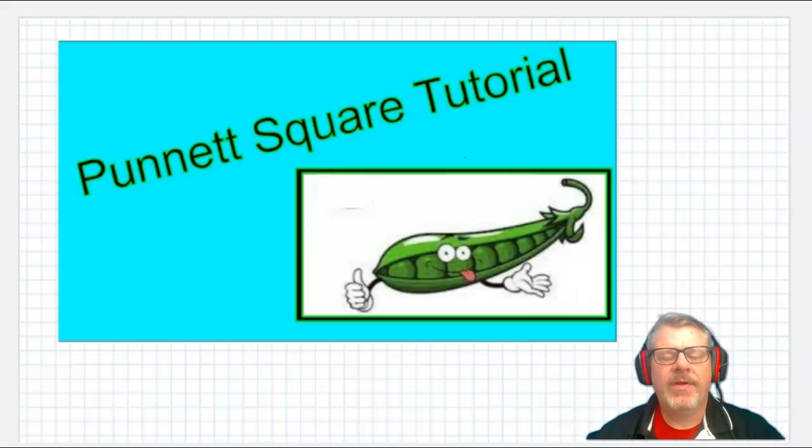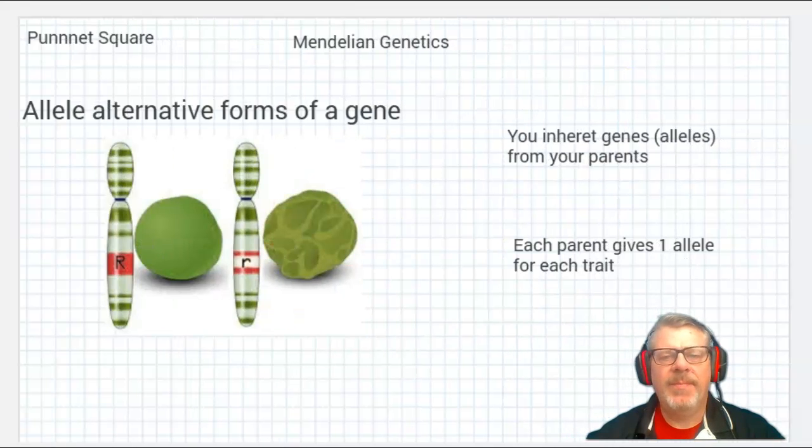Do a quick tutorial on a Punnett square and how you use it. We're going to start by talking about Mendelian genetics, which means one trait, one gene. The first word we need to know about is an allele. An allele is just the alternative forms of a gene.